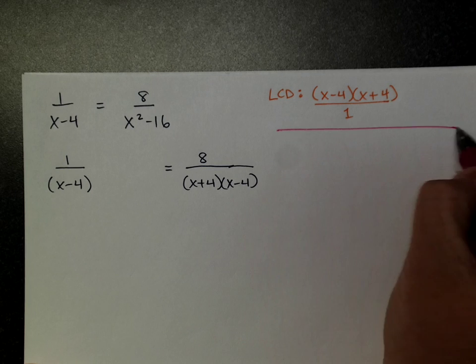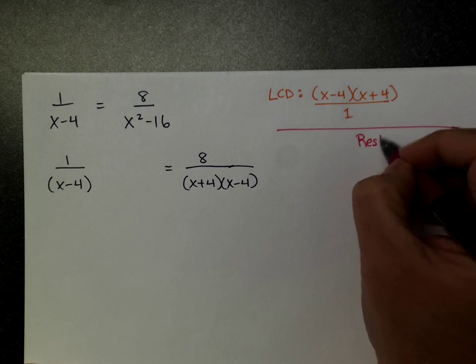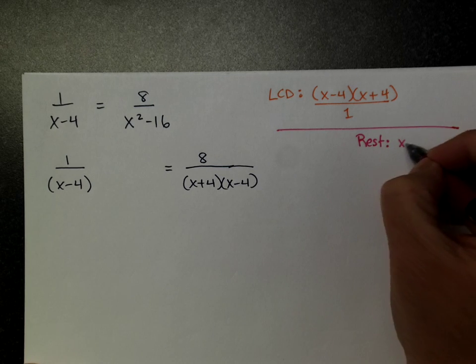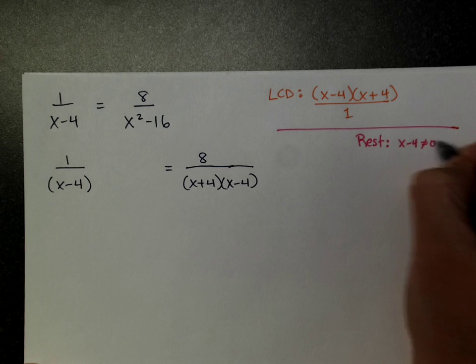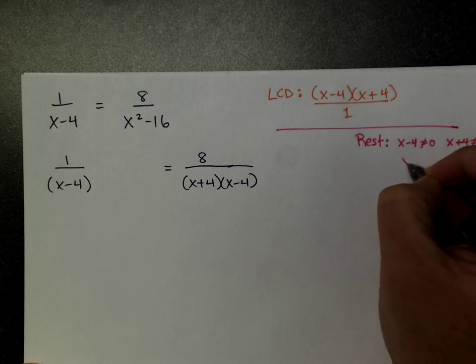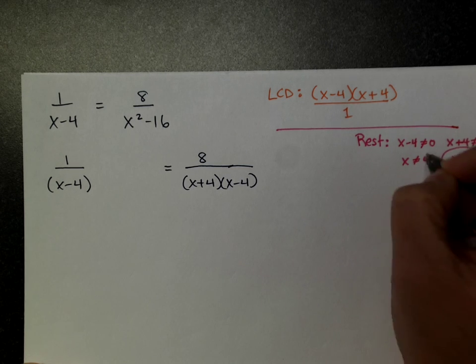But before I move on, how many factors in my LCD? 2. How many restrictions? 2. One of my restrictions is x minus 4 cannot be equal to 0, and my other one is x plus 4 cannot be equal to 0. So x cannot be equal to 4, and x cannot be equal to negative 4.